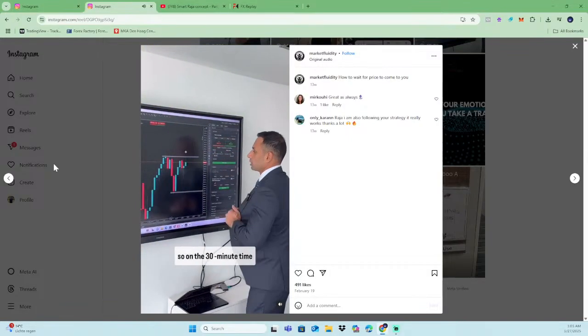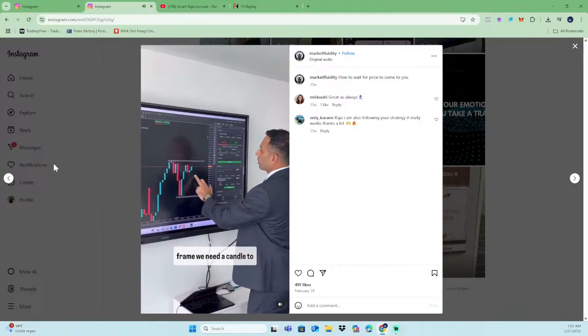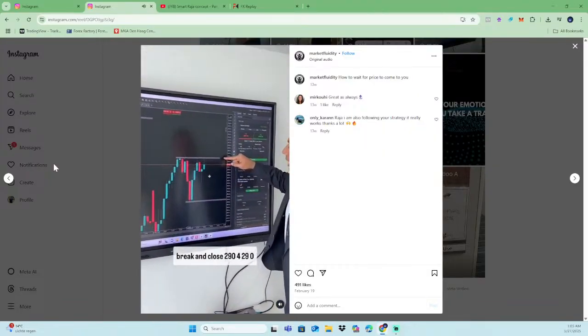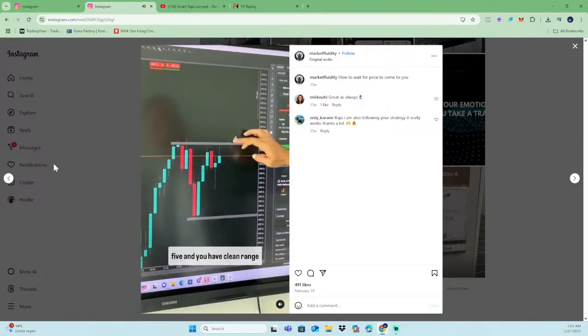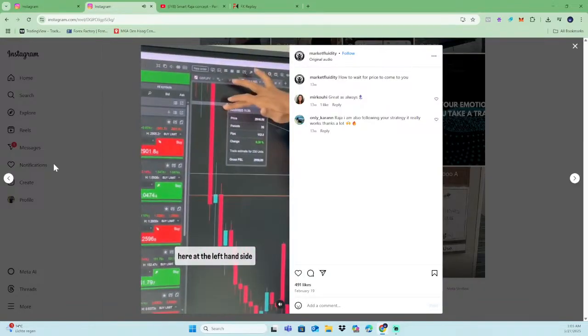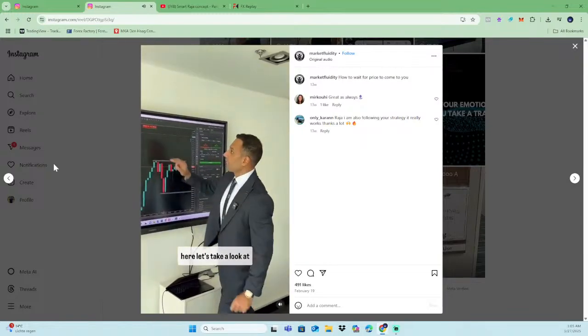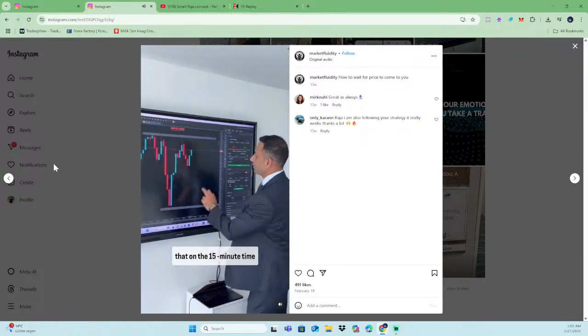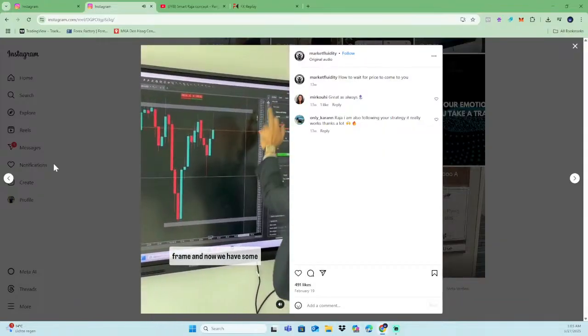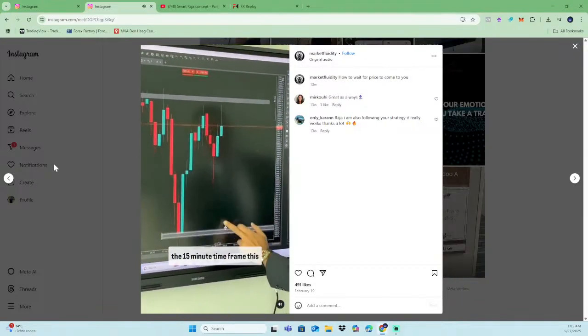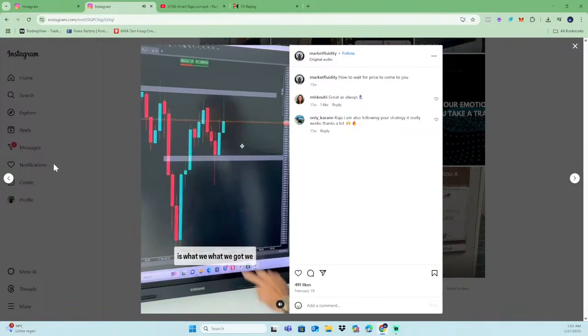But anyway, look. On the 30-minute time frame, we need a candle to break and close above 29.04, 29.05, and you have clean range here to the left-hand side for as many pips as you want. But since we have a rejection here, let's take a look at that on the 15-minute time frame. And now we have some more information. Now look, on the 15-minute time frame, this is what we got.